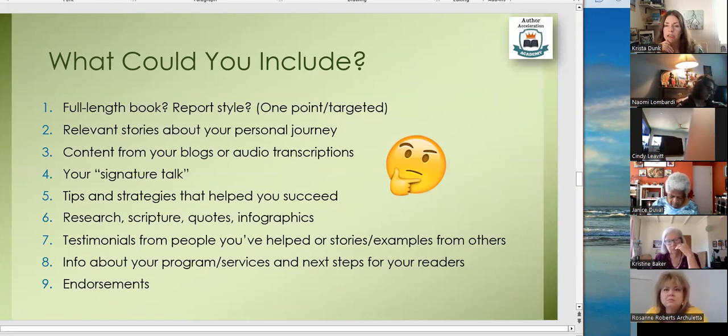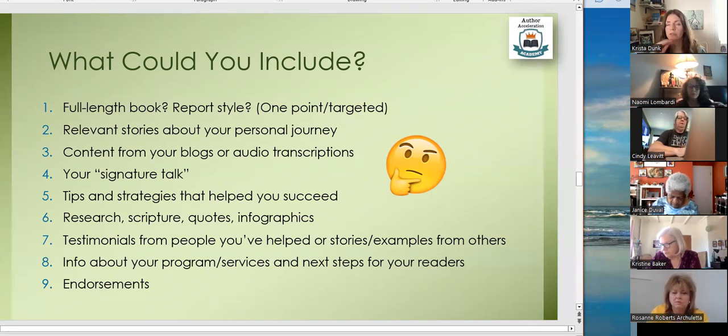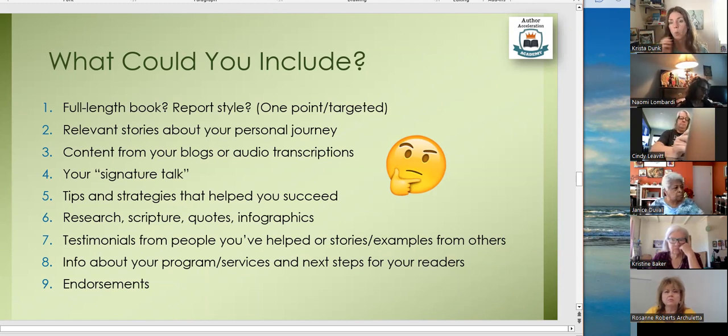These are some things that you could include. Now, it might be several of these things. But I just want to get you thinking about what kind of content you're going to be putting in there. First and foremost, you'll have to decide, am I writing a full-length book, or am I going to write something more of a report style, something shorter that has maybe one main point, a targeted thing that's just real specific?